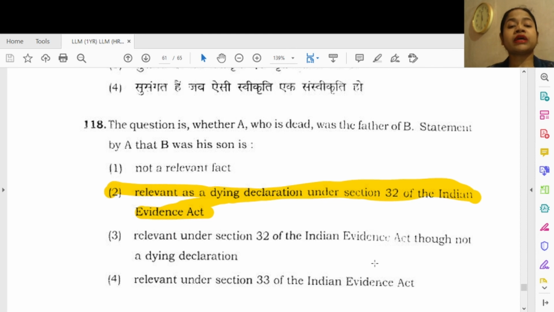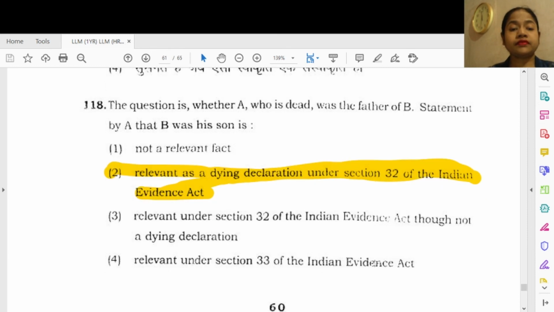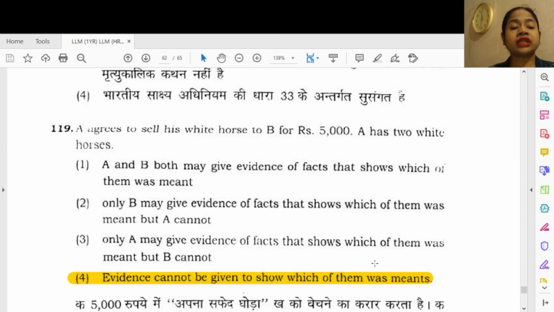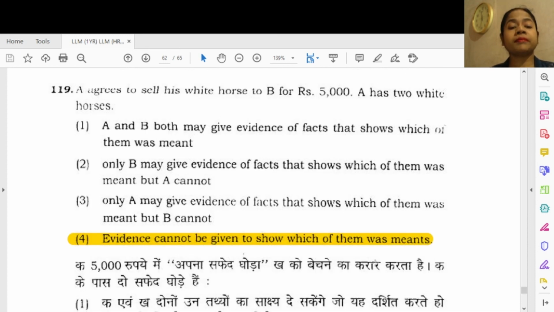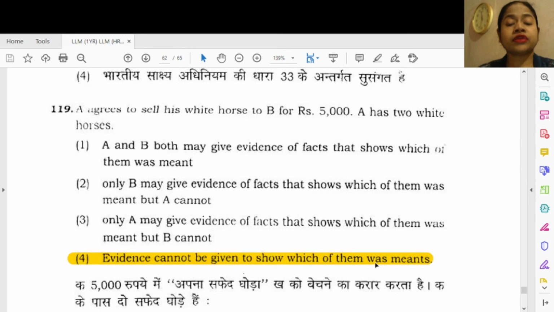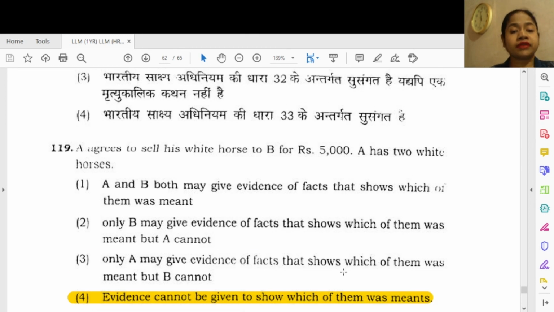118, the question is whether A, who is dead, was the father of B. A's statement that B was his son is actually option number 2, relevant as a dying declaration under Section 32 of the Indian Evidence Act. Question number 119, A agrees to sell his white horse to B for rupees 5,000. A has 2 white horses. So evidence cannot be given to show which of them was meant. So in this case evidence cannot be given.